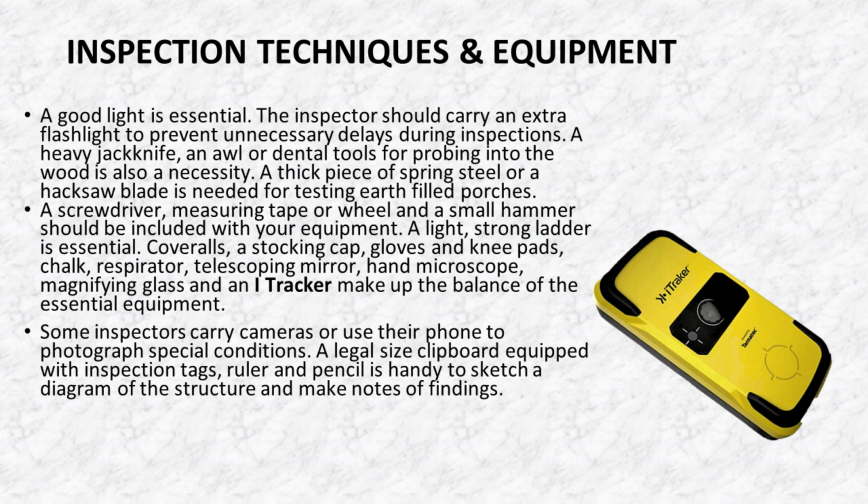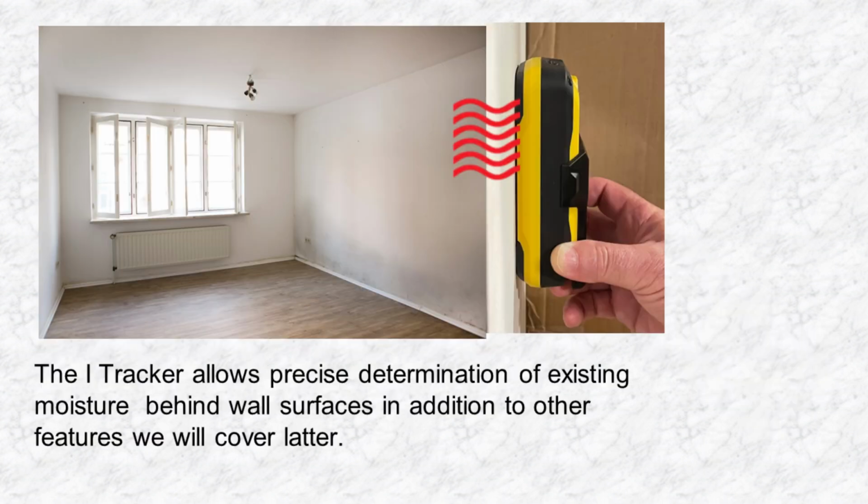A light, strong ladder is essential. Coveralls, a stocking cap, gloves and knee pads, chalk, respirator, telescoping mirror, hand microscope, magnifying glass, and an eye tracker make up the balance of the essential equipment. Some inspectors carry cameras or use their phone to photograph special conditions. A legal-sized clipboard equipped with inspection tags, ruler, and pencil is handy to sketch a diagram of the structure and make notes of findings. The eye tracker allows precise determination of existing moisture behind wall surfaces, in addition to other features we will cover later.